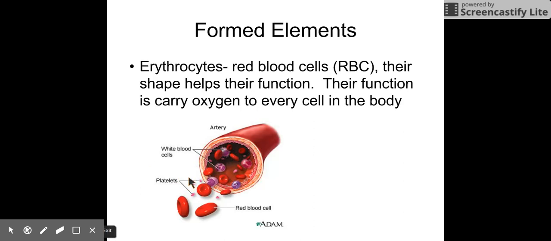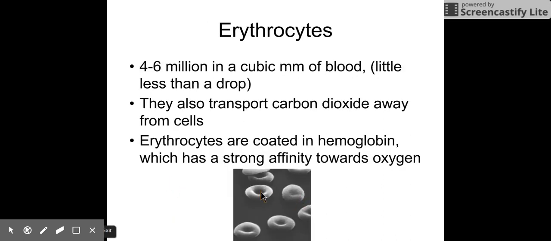So red blood cells, if we wanted to really look at them, they're kind of shaped like a donut. They have this depression here in the middle, and that depression is designed to carry oxygen. They don't have a nucleus, so that they can have as much surface area as possible dedicated to carrying oxygen. You can see that kind of donut shape here. About 4 to 6 million red blood cells or erythrocytes in a single drop of blood.